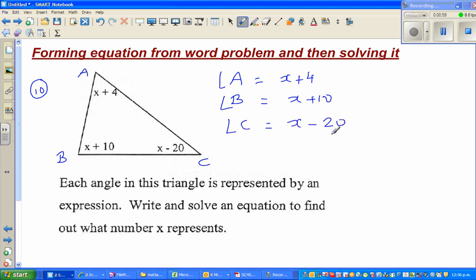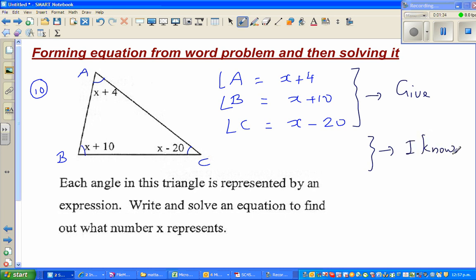Whenever you have a problem, it's a good thing to write what you have. So this is what you know or what is given. This is angle A, this is angle B, and this is angle C. Now, what is one result? What do you know about the sum of three angles of any triangle? This is given. The next step is to write what you know.